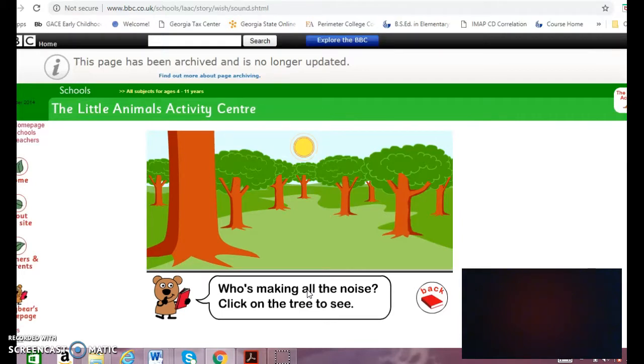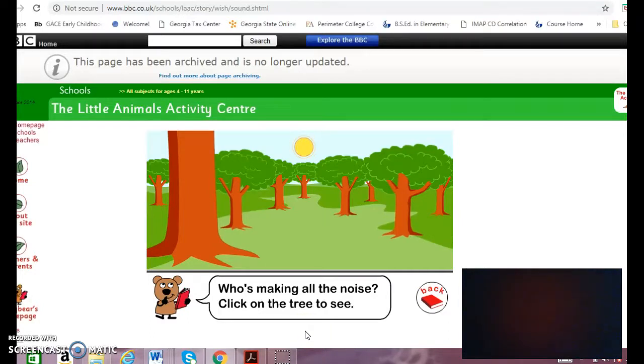Alright, so as you guys can see, this story is very interactive. It has different graphics, different sound effects, and it is tailored to where you guys can choose when to go back and when to proceed, but you can only proceed when it's directing you to. So as you can see, it says, who's making all the noise? Click on the tree to see. And of course you guys would choose this tree here. So Miss Shields is not going to go any further because I don't want to ruin the surprise of the story. But you guys will go through the story.